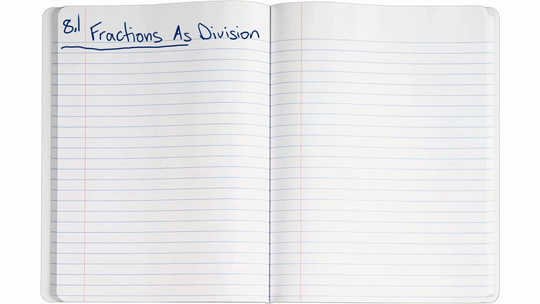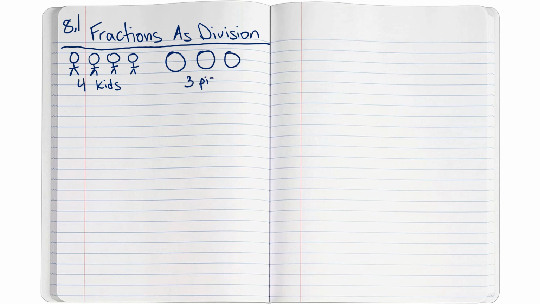The big idea with this skill is that if I'm trying to show something as division, I can use fractions to do that. Let me give you an example. Let's say that there were 4 kids and I had 3 pizzas. Let's say I wanted to share those 3 pizzas evenly with the 4 kids.